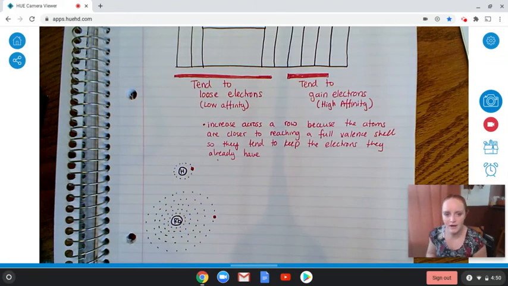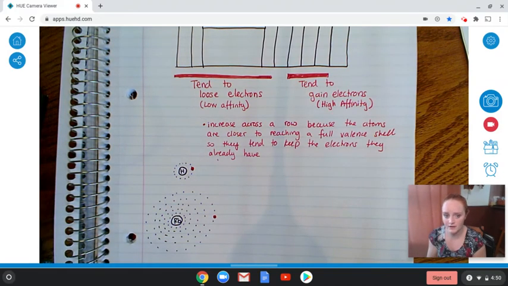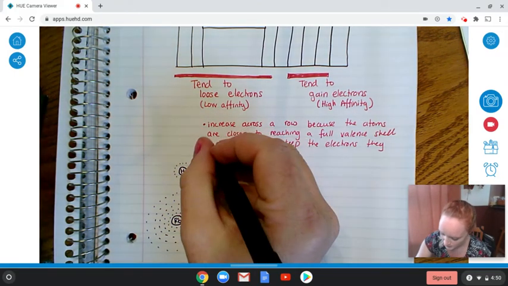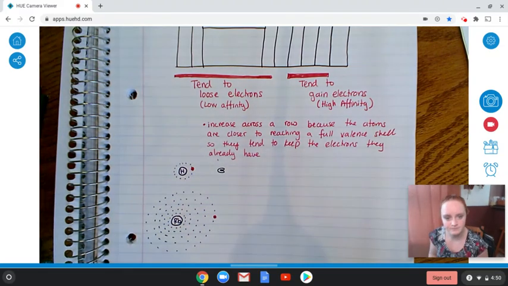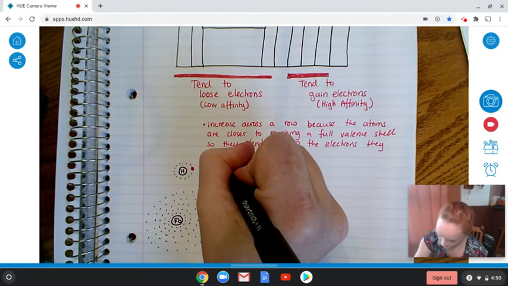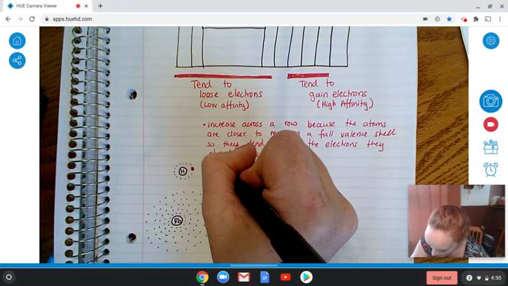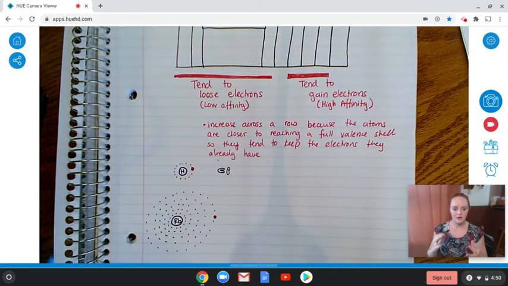So when we talk about electron affinity, which is the tendency to keep an electron, hydrogen is going to be able to hold on to that valence electron much easier than rubidium. Because if we think of that nucleus as a magnet, and that electron is a paper clip, the paper clip is right next to the magnet.